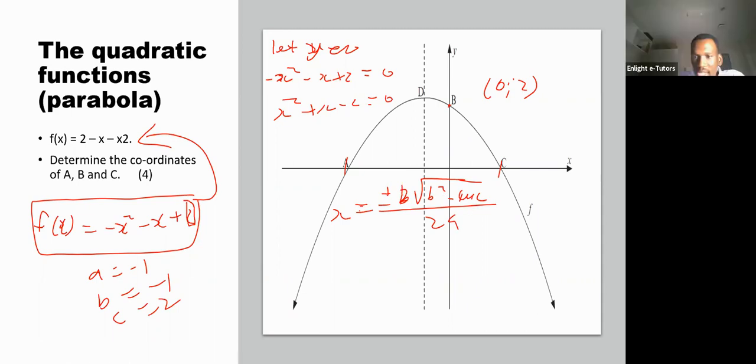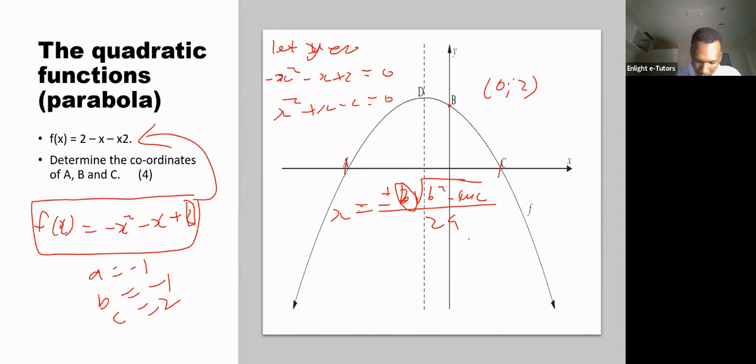Yes. And then because I already told you your b is -1, you're going to include your -1 here. And then your b here also -1 squared minus 4ac, which means your a is -1, your c is 2. Let me just put them in the calculator and tell you what I'm going to get.